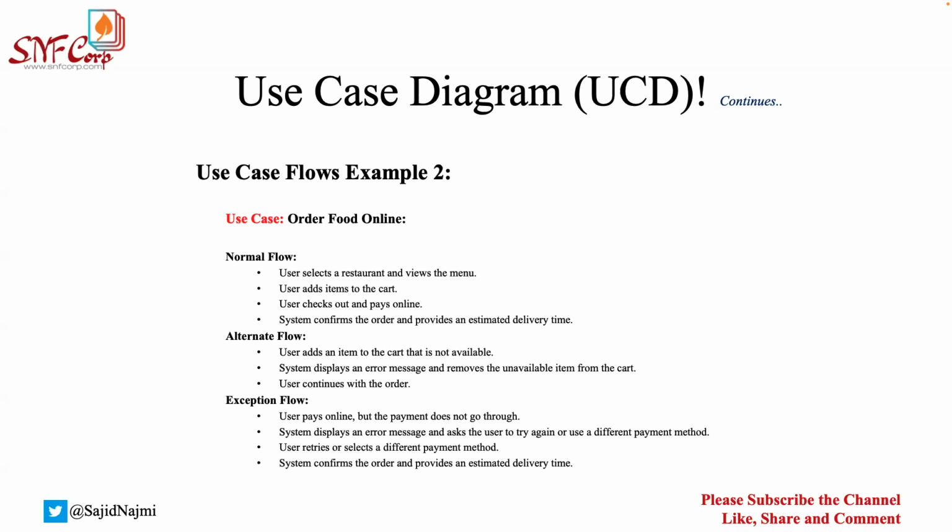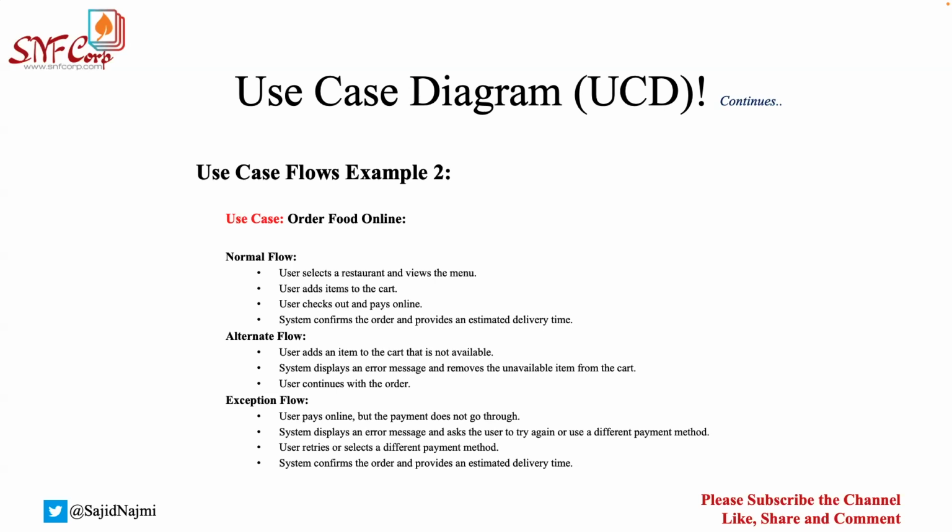Now, not exactly the way I wanted. What could be the exceptions? The user pays online, but the payment does not go through. For any reason, the payment declines, your bank declines the payment, or something has happened, the payment did not go through. The whole transaction will be canceled and you will get an error. That is an exception, right?